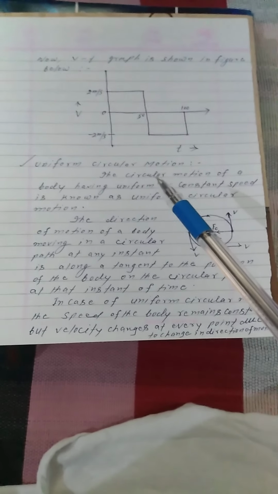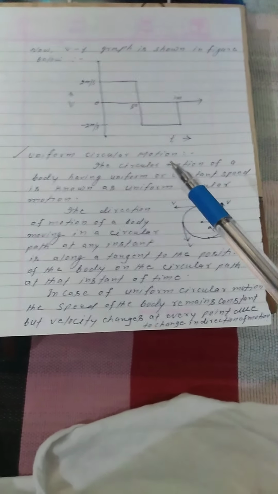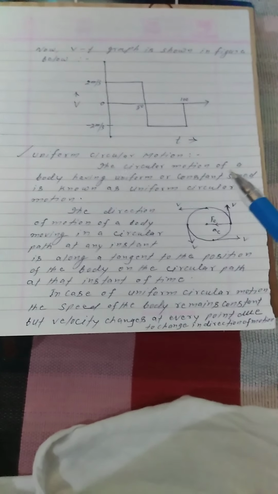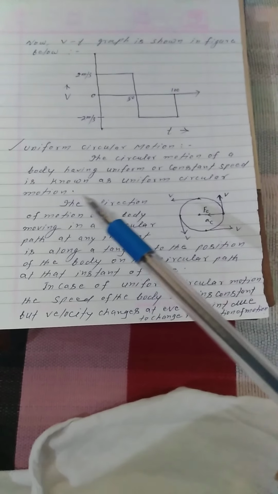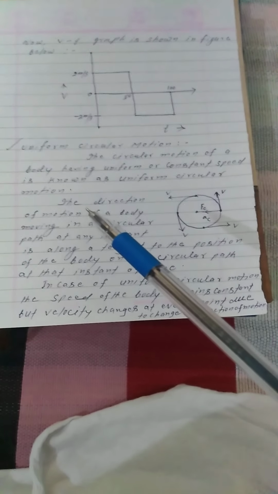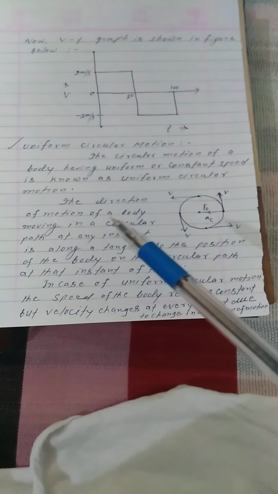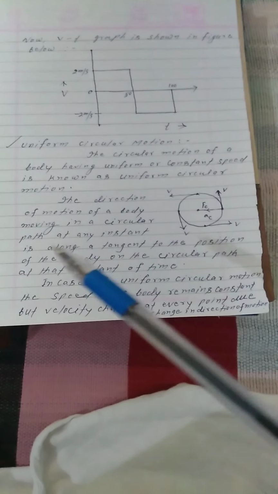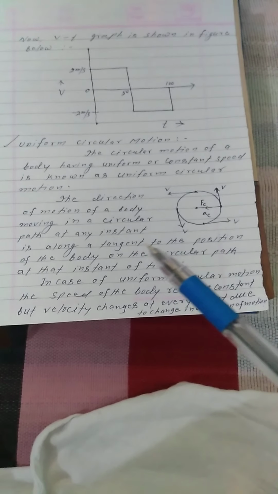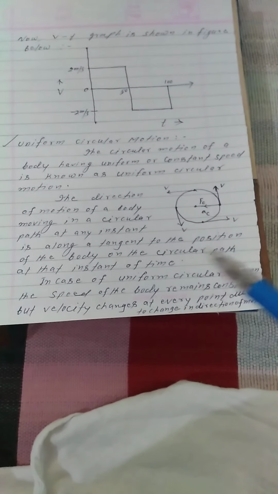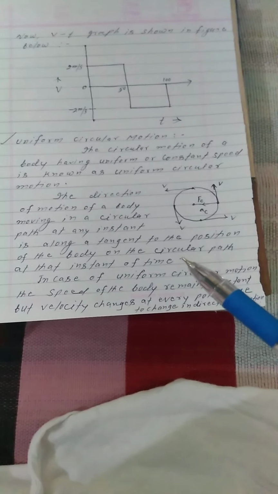Now I am going to explain uniform circular motion. The circular motion of a body having uniform or constant speed is known as uniform circular motion. So the direction of motion of a body moving in a circular path at any instant is along a tangent to the position of the body on the circular path at that instant of time.